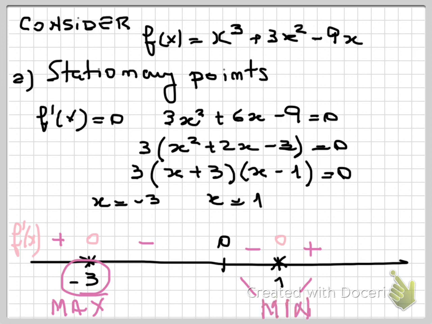Therefore here we have the situation where we have a maximum at x equals negative 3 and a minimum at x equals 1. I am going to continue in another video.